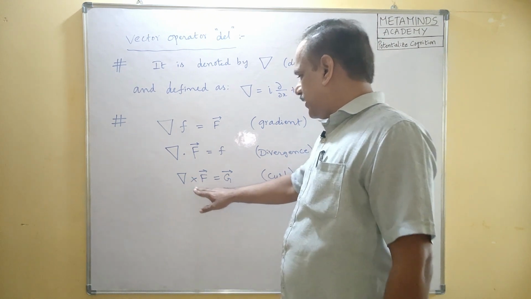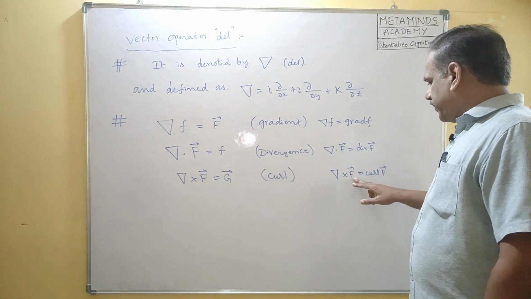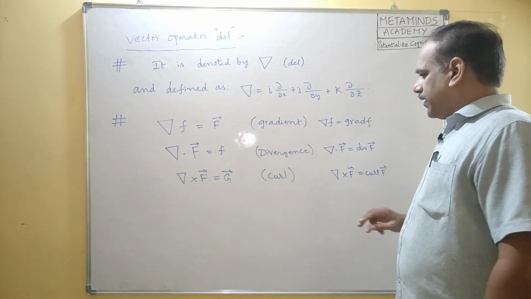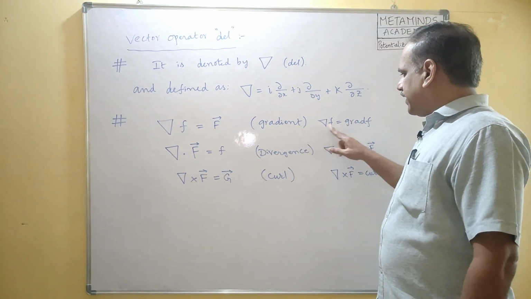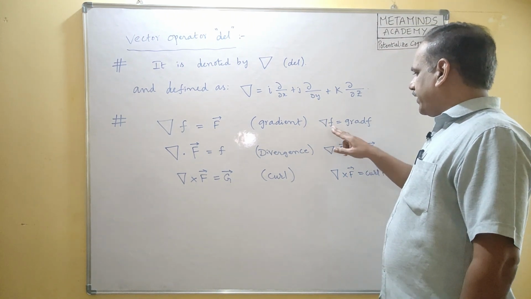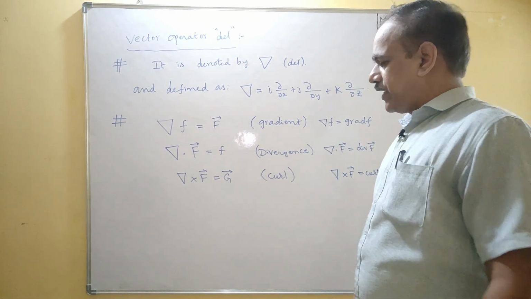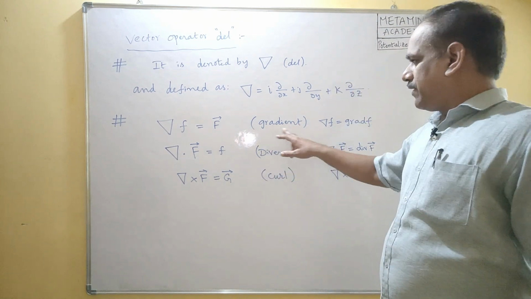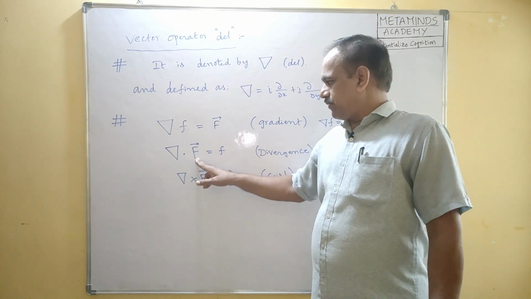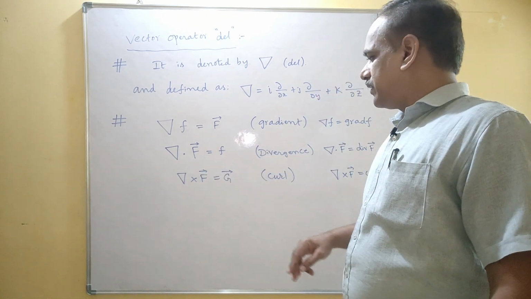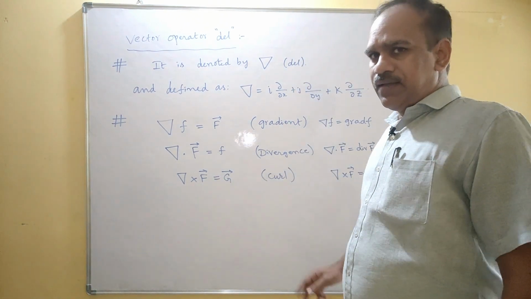In this case, we get a vector point function here, right? So del cross f bar is written as curl f bar, del dot f bar is written as divergence of f bar, and del f simply, when f is a scalar point function, del f is written as grad f, gradient of f. Gradient of a scalar point function is a vector point function. Divergence of a vector point function is a scalar point function, and the curl of a vector point function is again a vector point function.